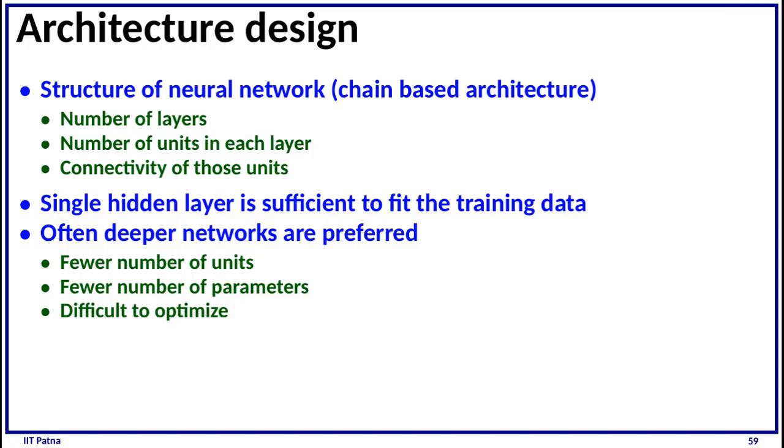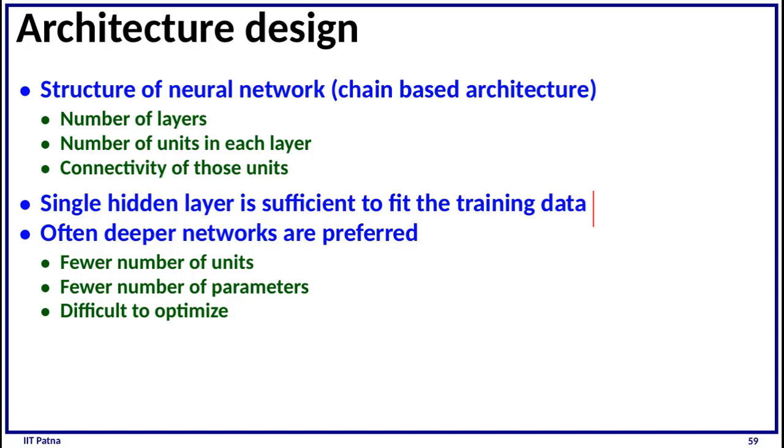Now, in order to design the actual architecture, which is a chain-based architecture, there are a few things you need to decide: how many layers you should have, the number of units in each layer, and the connectivity of those units. We already know that a single hidden layer is sufficient to fit the training data, but we do not know how many neurons will be required.